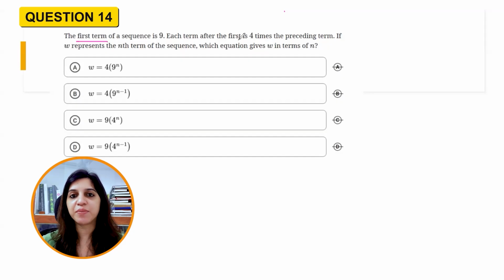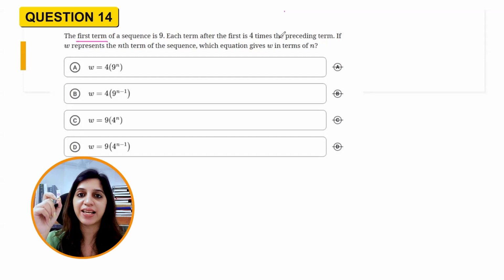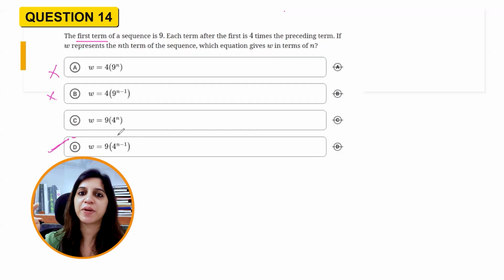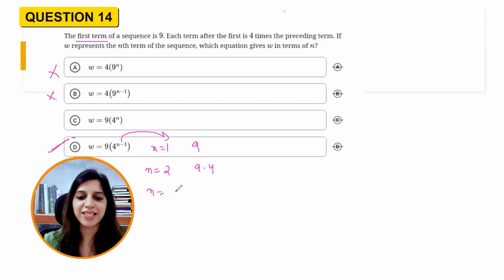After that, each term is 4 times the preceding term, which means, first of all, what I need to find is when I put n as 1, which options are giving me 9? Not the first one, not the second one, only option D. Also, when I keep increasing n, the terms keep getting multiplied by 4. For example, when I put n as 1, this gives me 9. When I put n as 2, this gives me 9 into 4. When I put n as 3, it gives me 9 into 4 square, and so on.